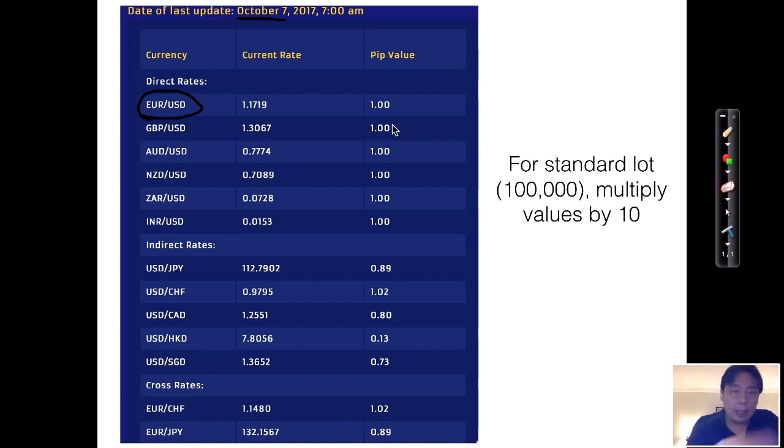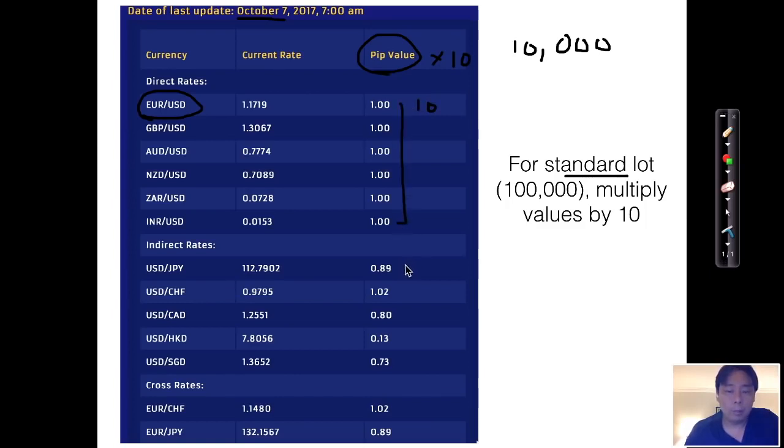So as of the 7th of October, you can see that for Euro USD, the value of one pip is, now, this table is based on a mini lot of 10,000. Okay, so we want to look at a standard lot, which is 100,000, right? Which I talked about. So, in other words, you have to take this multiplied by 10 to get a standard lot. Okay, so 1 times 10 is $10, right? So all this would be $10.